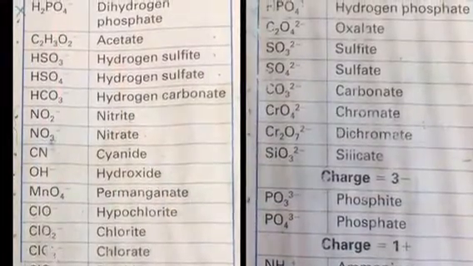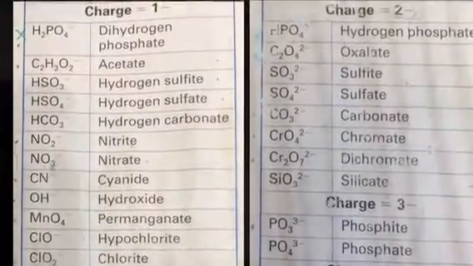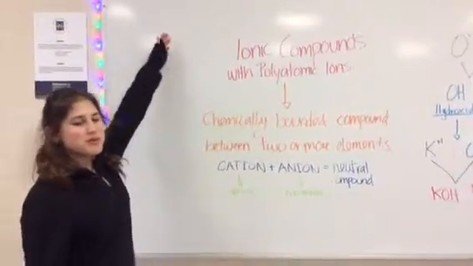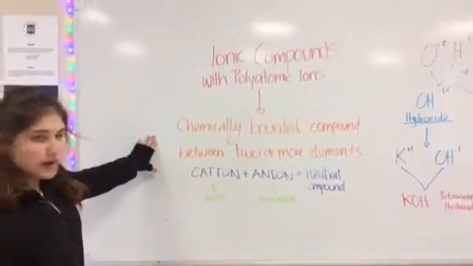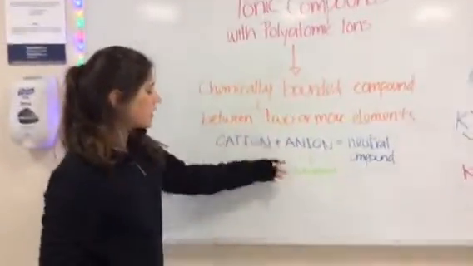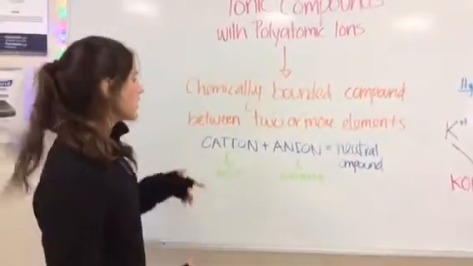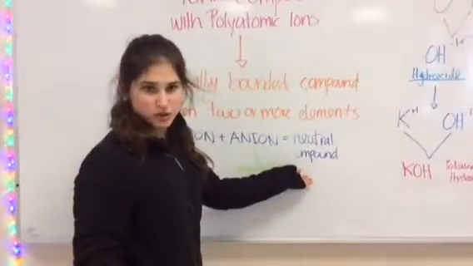This chart shows you the names and formulas of the most common polyatomic ions. Ionic compounds with polyatomic ions are chemically bonded compounds between 2 or more elements. It is 1 cation plus 1 anion, where the cation is a metal and the anion is a non-metal. As you already learned, the cation is positive and the anion is negative. And this forms a neutral compound.